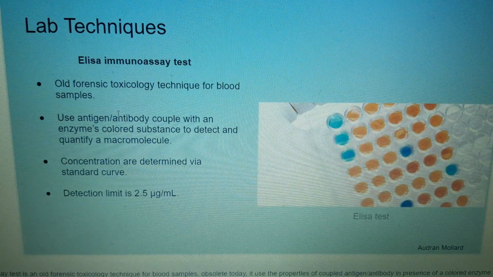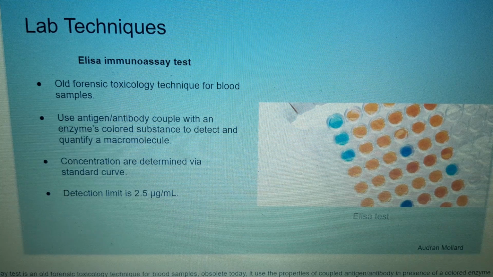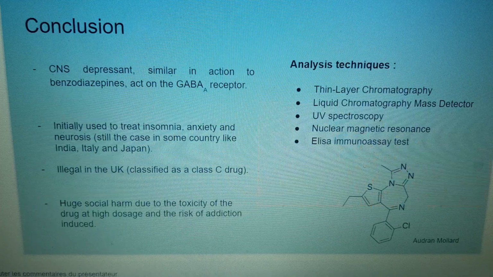Another forensic toxicology technique used for blood samples is the ELISA immunoassay. It uses the antigen and antibody reaction triggered by the presence of Etizolam in the body, with an enzyme-colored substance that allows us to detect and quantify the molecule by using a calibration curve. The detection limit is 2.5 micrograms per milliliter for this method.